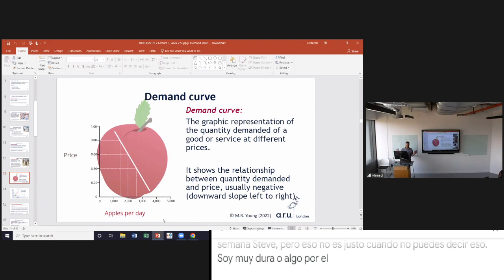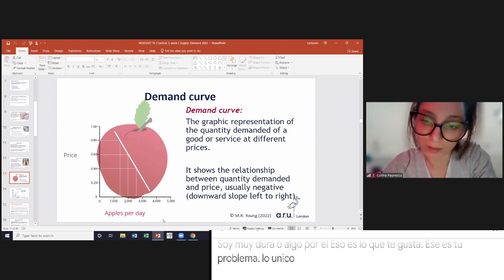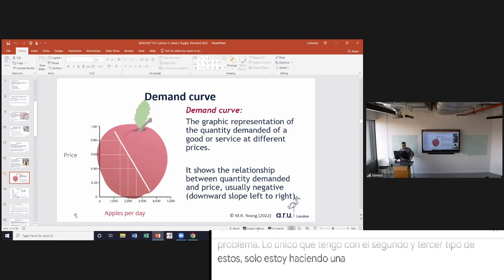Just repeat the second and third type of goods, please. I'm only making a note for my vocabulary. Okay, there are inferior goods, normal goods, and now there is a name we're going to give the other ones. I'm going to look at my notes because I want to give you the name that you wrote. Hang on a second. Tell me.